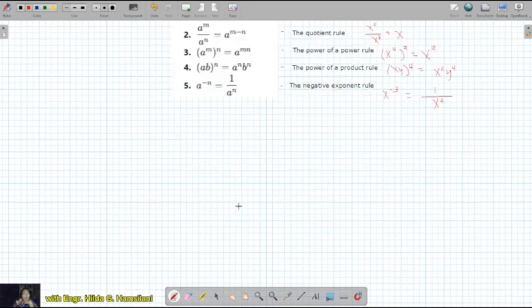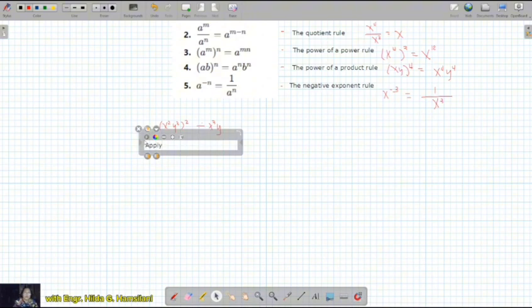Okay, let's make additional examples. If we simplify x squared y raised to 3, divided by x raised to 3y. So how do we simplify this? First, we apply the power rule. How do we apply the power rule?